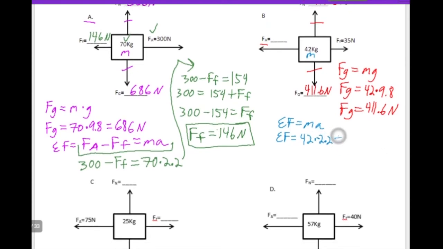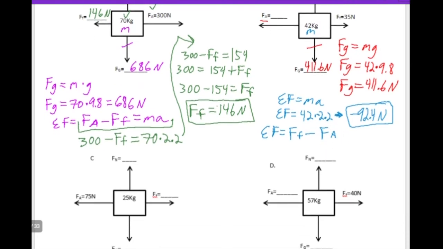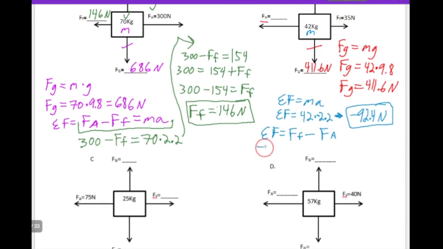If I solve, I find out that my net force for this equation should be equal to negative 92.4 newtons. Now that I have my net force, I can use that to solve for my force applied. Again, we know that net force is equal to the forces that point to the right, that would be force friction, minus the forces that point to the left. I know what all these forces are, so all I have to do is just plug in.